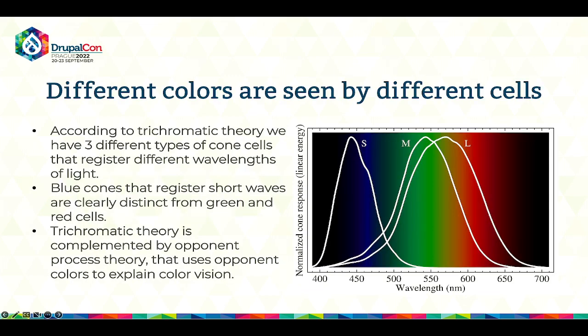In our eyes, we have different receptor cells for different colors. According to the trichromatic theory, we have three different types of cone cells that register different wavelengths of light. One is good for blue light, one is good for green light, and one is good for red light. So, RGB. Blue cones, which register short waves, are clearly distinct from the green and red cells. They are located on a different part of our eye, on the outer rims of the retina, while green and red are in the center of our retina. The trichromatic theory is complemented by opponent process theory, which deals with opposing colors.